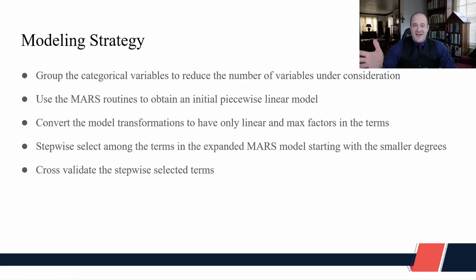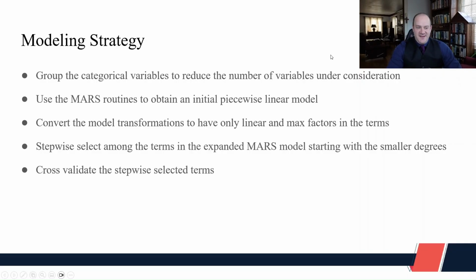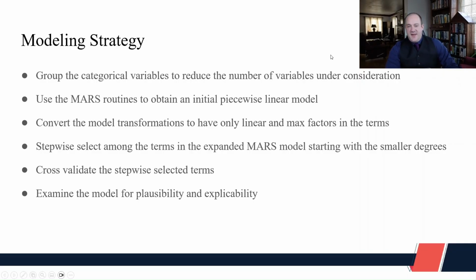And then whatever comes out of that, we are going to cross-validate, which is a much more stringent selection process, but also computationally more expensive. And so that's why we don't cross-validate everything. We cross-validate stuff that is stepwise selected. And so that greatly reduces the number of terms in the equation. And then finally we actually have a model that we can examine for plausibility and explicability.